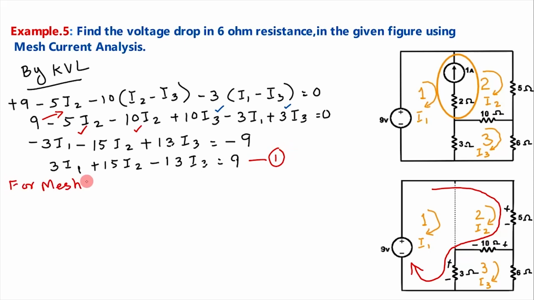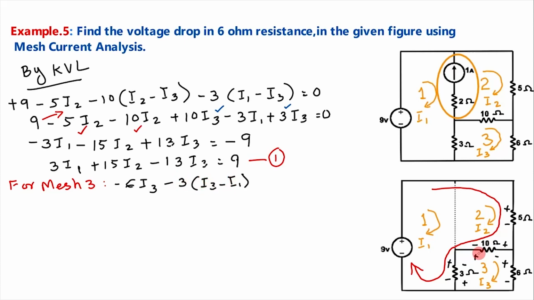And for mesh 3, in the 6 ohm, current is in the clockwise direction. It is entering here, leaving here. In the 3 ohm, current is entering here, leaving here. And in the 10 ohm, current is entering here, leaving here. So in the 6 ohm, there is a voltage drop. So minus 6 I3 minus, here also there is a voltage drop, so minus 3 into I3 minus I1, as we are in mesh 3.